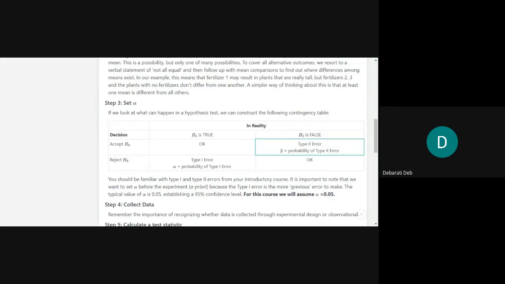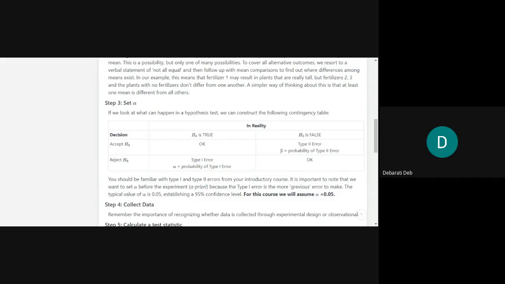Then come to this block where a type 1 error may occur. A type 1 error may occur when you reject H naught, whereas in reality it was true. Then come to this block. If H naught is false and you are also rejecting H naught, then okay, no problem.